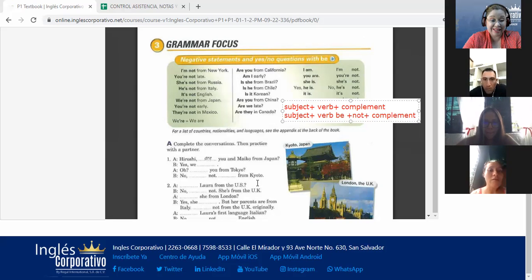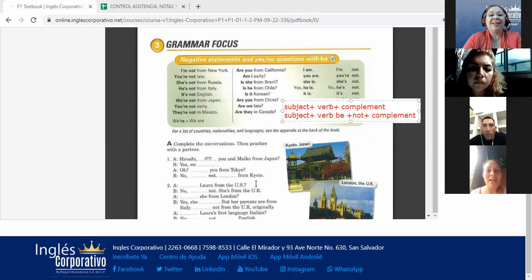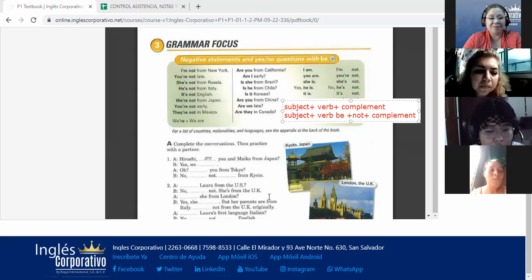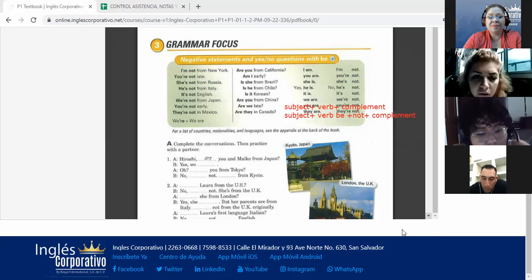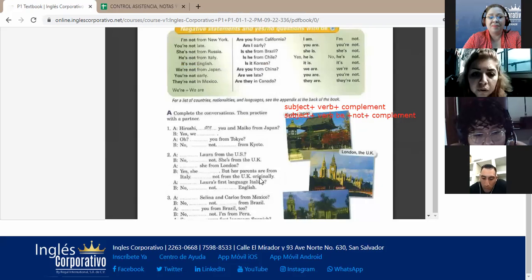Laura from the US. Correct. No, she's not. Is she from London? Yes, she is. Continue. She's from London, but her parents are from Italy. She's not from the EU originally. UK is United Kingdom.